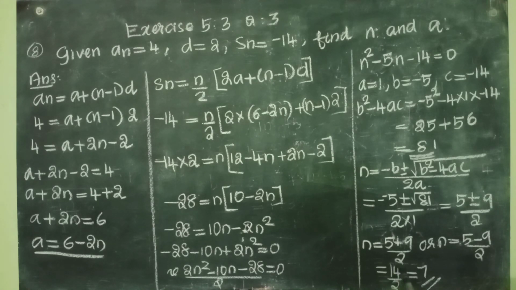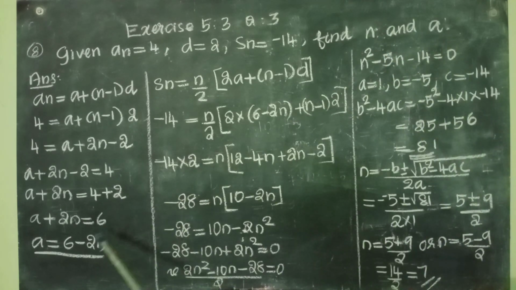So n equal to 14 by 2 equal to 7. If we consider the case here, the n will be negative. The n is the number of terms, it cannot be negative. So no need to consider this part. So we got the value of n, it is equal to 7. So we got n. One more question is there, find a.